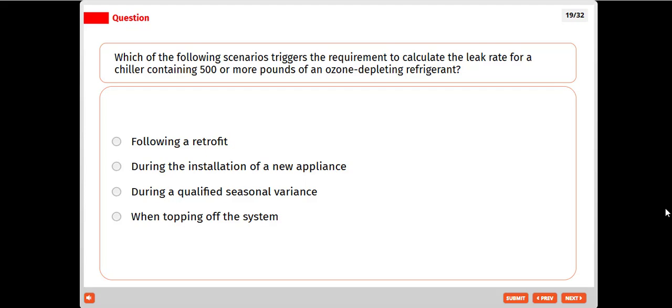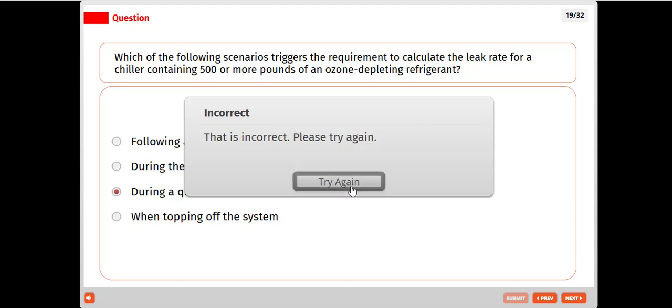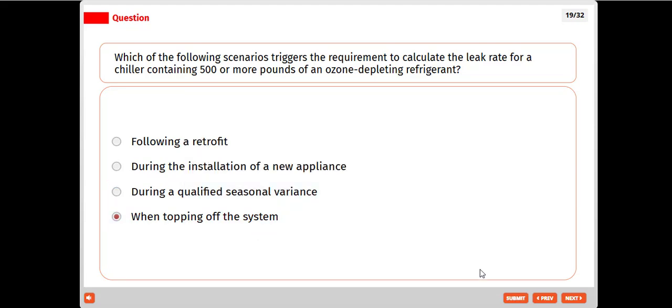Which of the following scenarios triggers the requirement to calculate the leak rate for a chiller containing 500 or more pounds of an ozone depleting refrigerant? Okay, following a retrofit, during the installation of a new appliance, during a qualified seasonal variance. I think during the, when to open up the system.